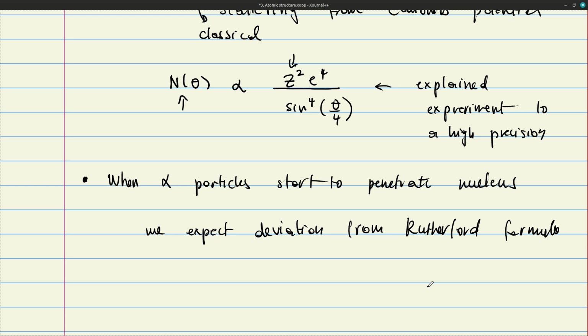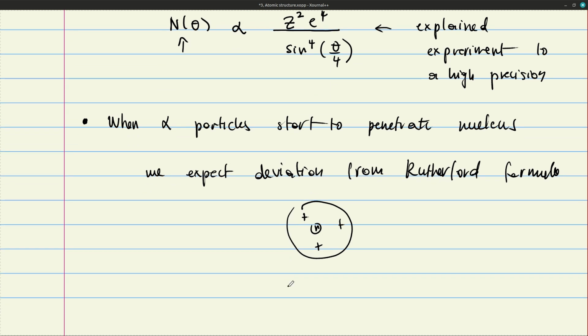The atomic mass is also constant, but there is another thing, right? When you start to probe the internal structure, it's no longer a point particle. At some point, exactly like you said, you start to see protons and neutrons, but it is not a point particle anymore. It is basically an extended object. And when alpha particles start to penetrate the nucleus, you expect to see deviations from this formula, right?